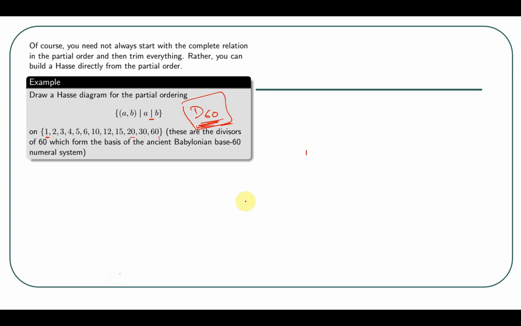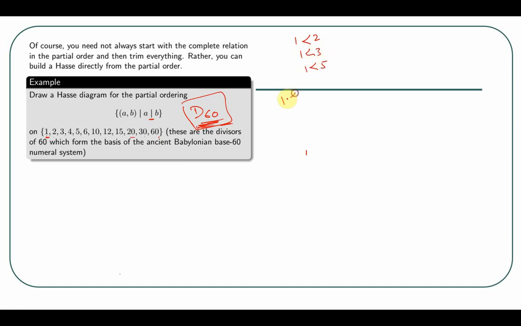Right? We'll see now, 1 is related to all the elements. 1 divides 2, 3, 4, 5, 6, 10, 12, 15, 20, 30, 60. 1 divides everything. But are there certain elements to which 1 is strictly related? So 1 is strictly related to 2. 1 is strictly related to 3. 1 is strictly related to 5.